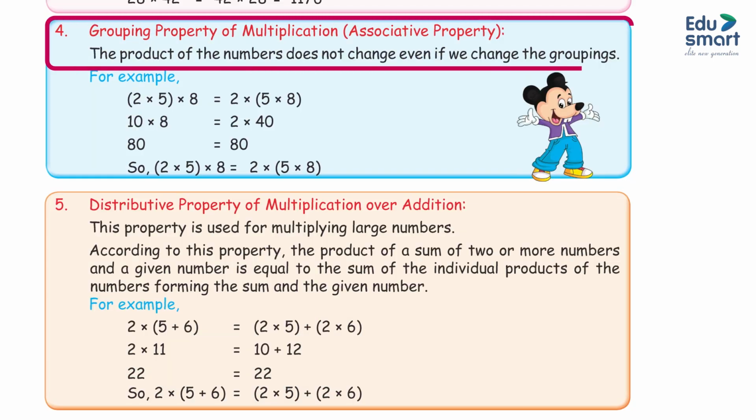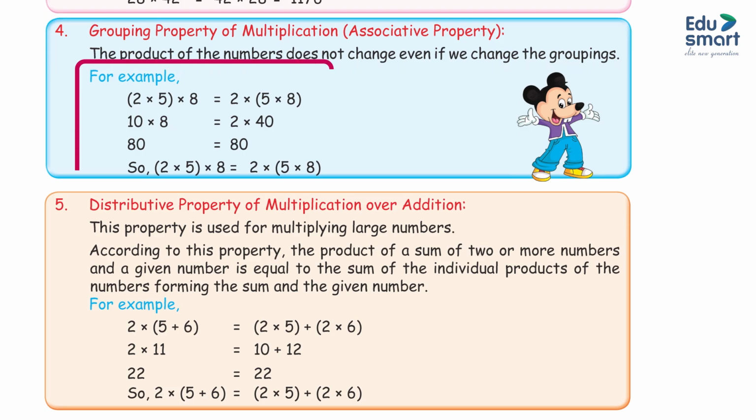4. Grouping property of multiplication. Associative property. The product of the numbers does not change even if we change the groupings. For example, (2 into 5) into 8 is equal to 2 into (5 into 8). 10 into 8 is equal to 2 into 40. 80 is equal to 80. So, (2 into 5) into 8 is equal to 2 into (5 into 8).